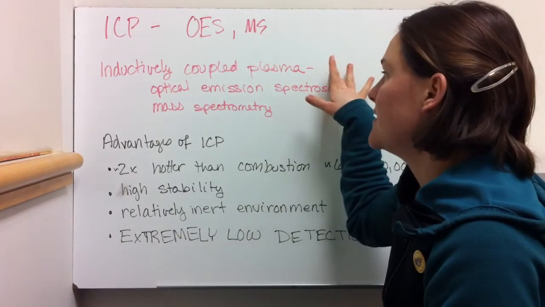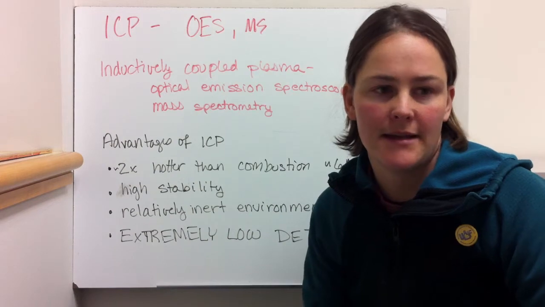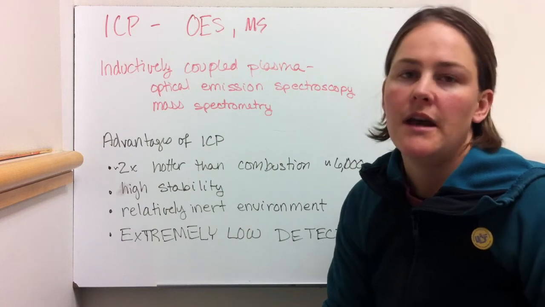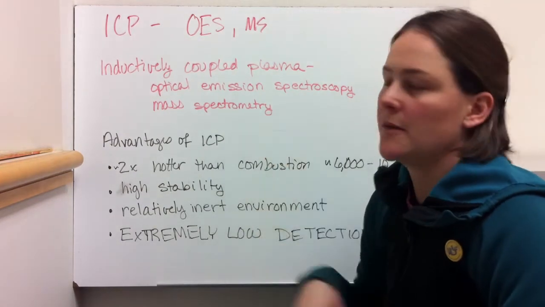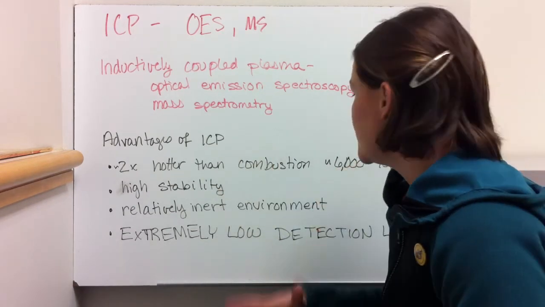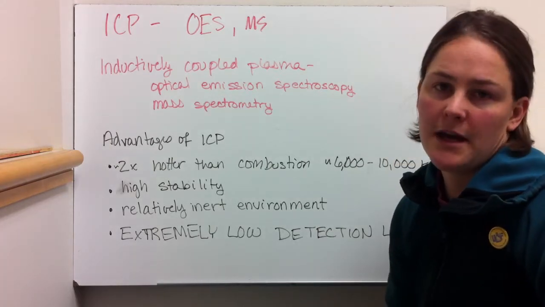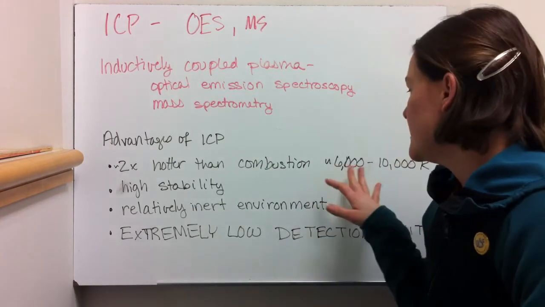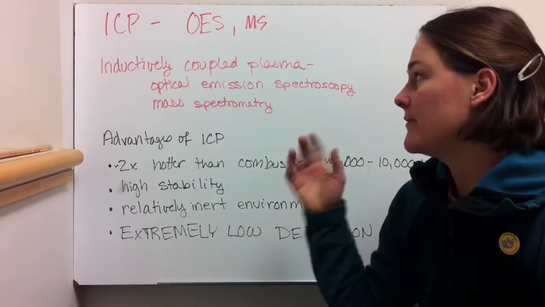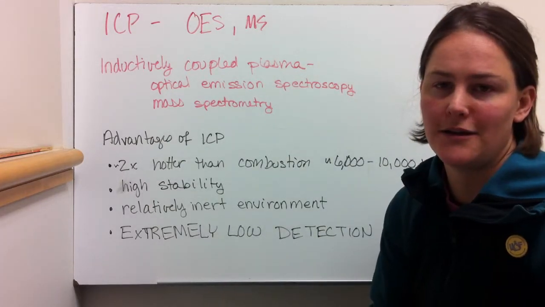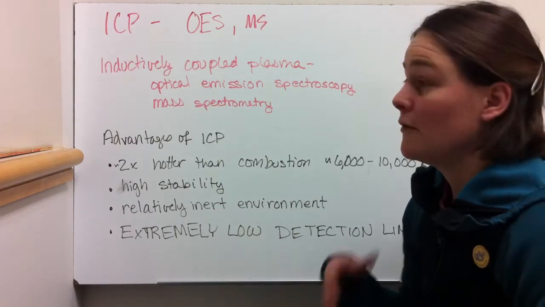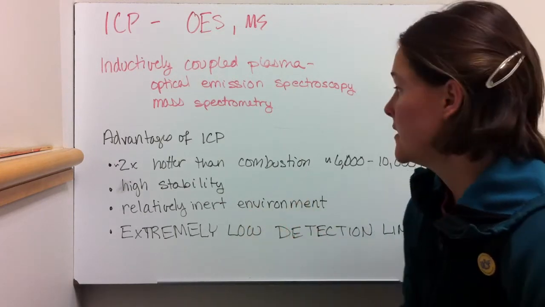ICP, which stands for inductively coupled plasma, and the back ends that it can be attached to, which are OES, optical emission spectroscopy, and MS, mass spectrometry, which is what we're going to talk about in the next section. So, the advantages of ICP. It's 2 times hotter than combustion. For flame AA we talked about 2,500 degrees. This is 6,000 to 10,000 degrees Kelvin, so very, very hot. The reason it's called a plasma is because when you can't differentiate between a liquid and a gas anymore, it's called a plasma, that fourth state of matter. Well, that's what we're dealing with because it is very hot.